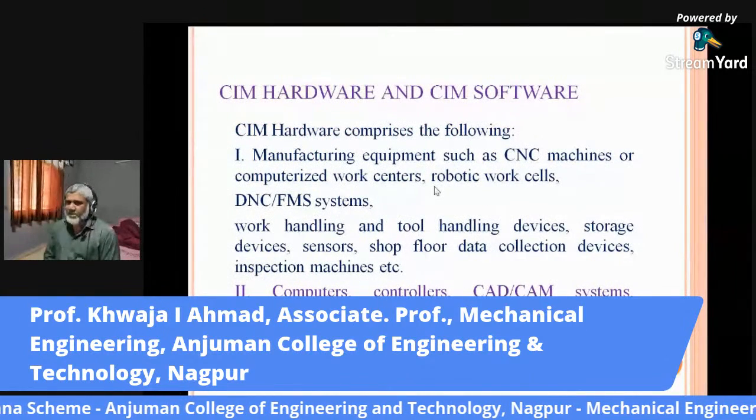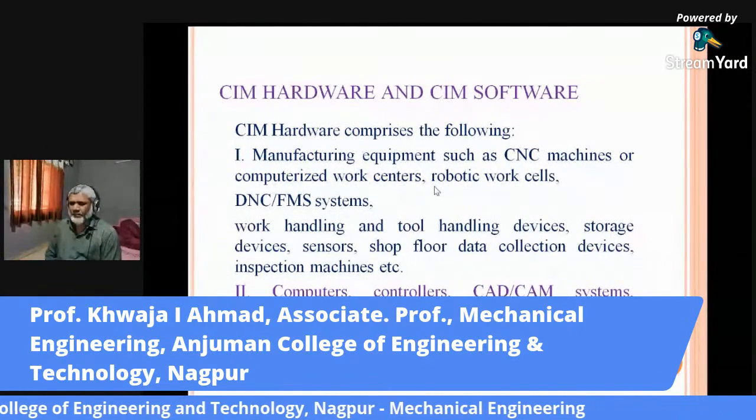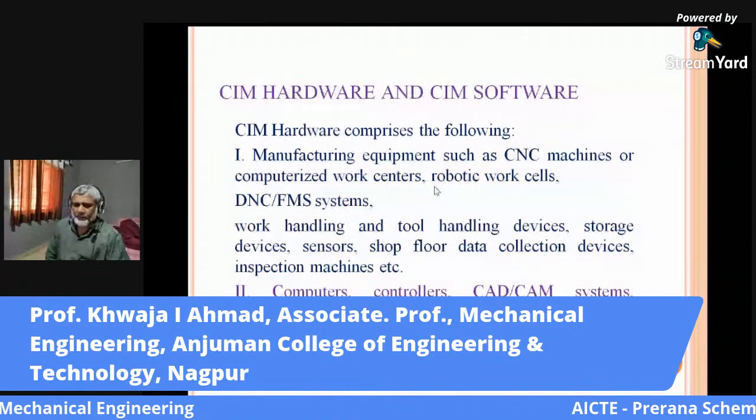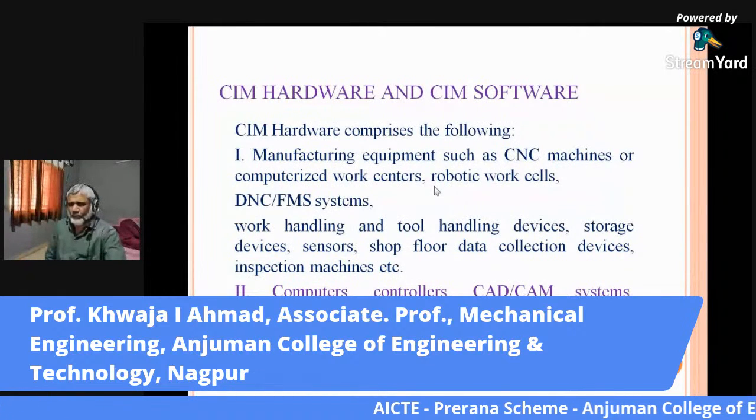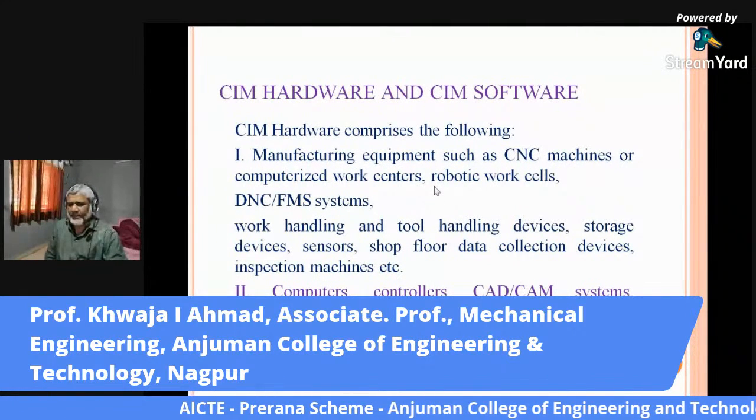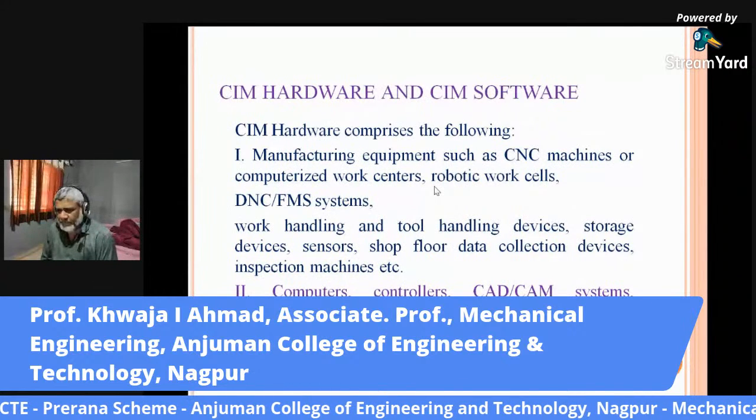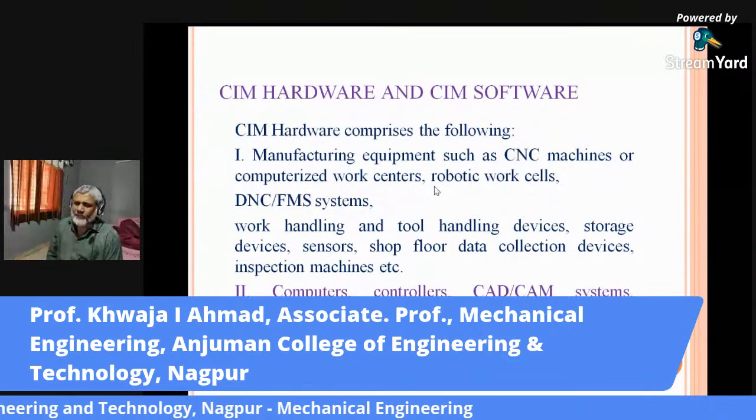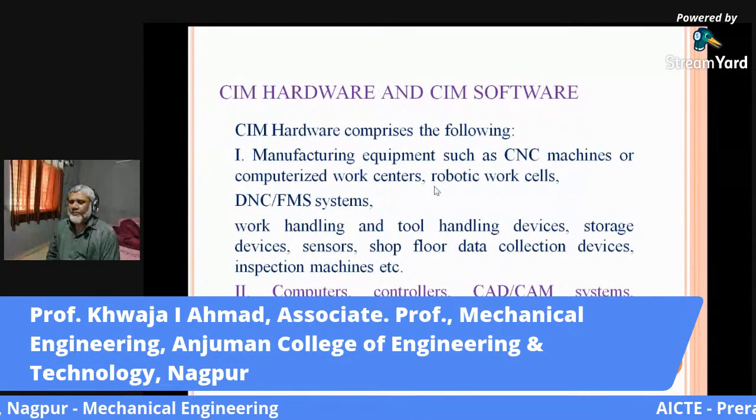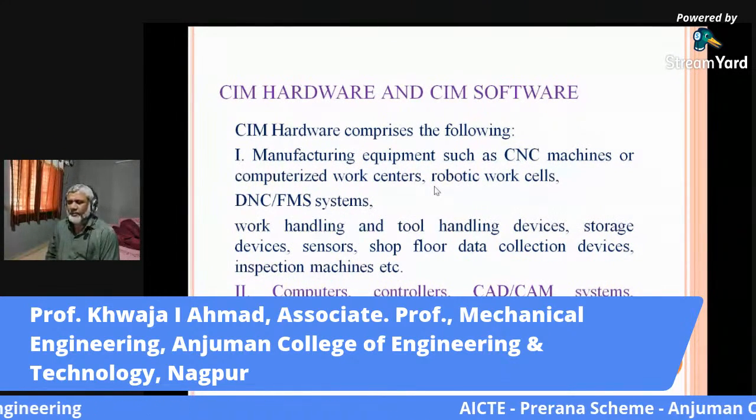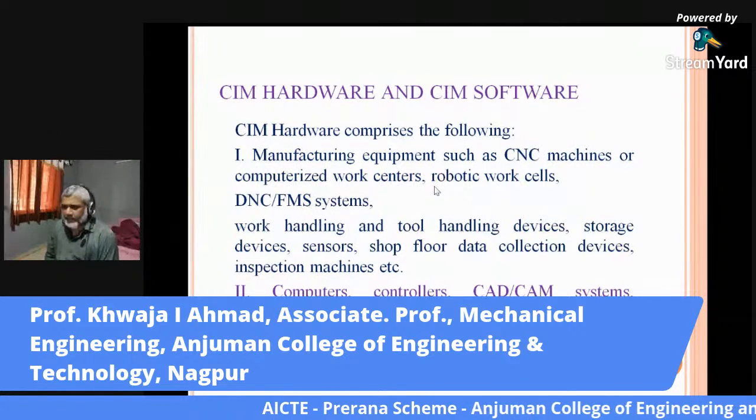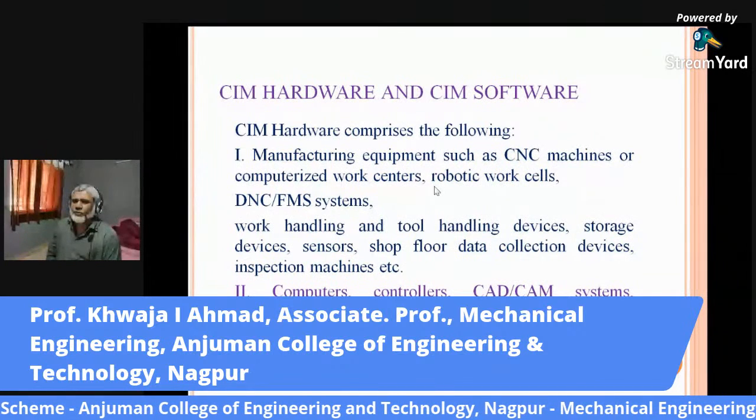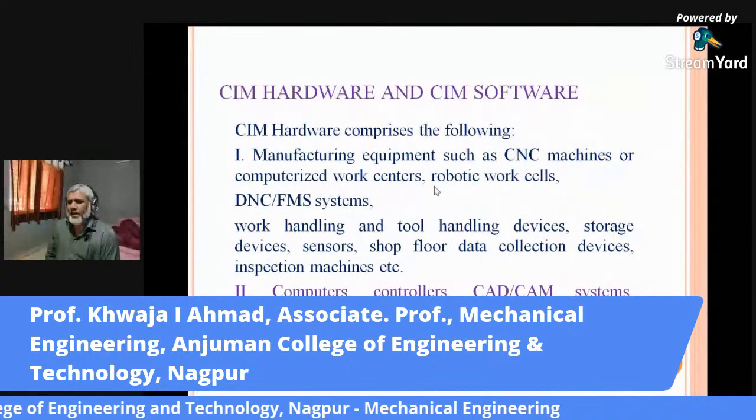CIM hardware and software. CIM hardware comprises manufacturing equipment such as CNC machines or computerized work centers, robot work cells, DNCs, that is the direct numerical control machines, FMS systems, work handling and tool handling devices. For work handling, you are having AGVs. For tool handling, you are having turrets, automatic turrets, automatic tool changers, tool handling systems. So they come under the CIM hardware.